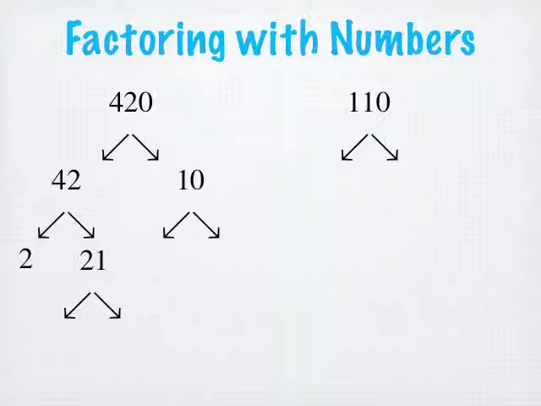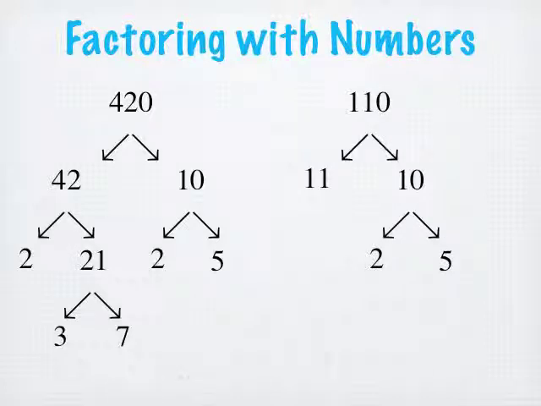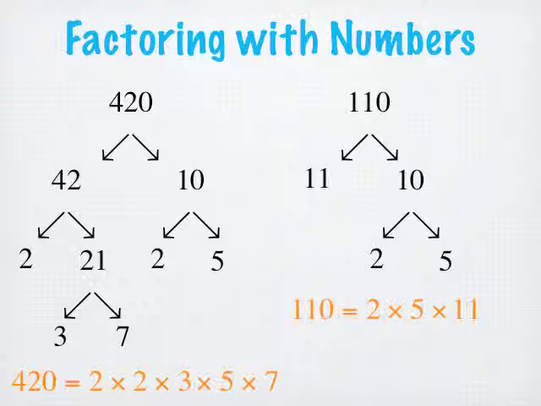It doesn't matter which way you do it. 10 is 2 times 5. Now 2 is prime, but 21 isn't. It's 3 times 7. With 110, it's 11 times 10. 10 is 2 times 5. So my factorization of 420, I'm just going to put them in order: 2 times 2 times 3 times 5 times 7. And my factorization of 110 is 2 times 5 times 11.